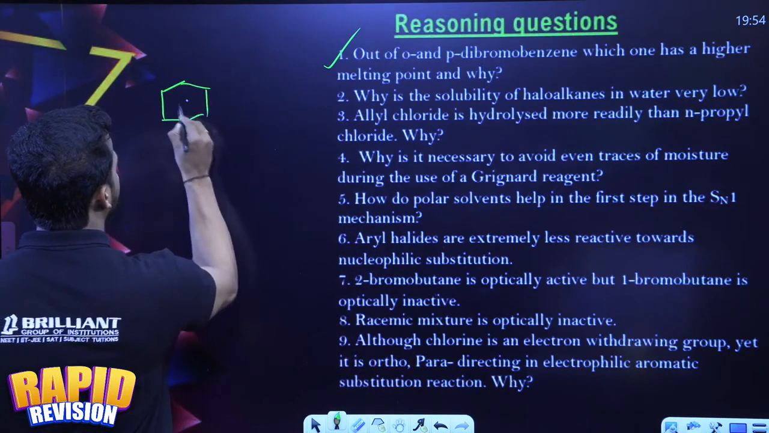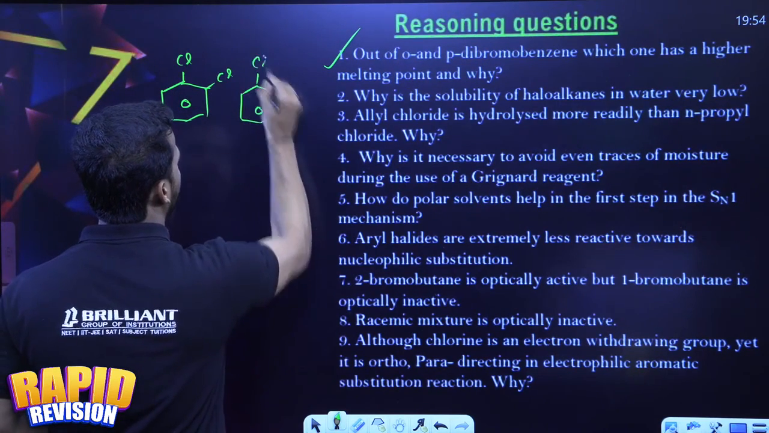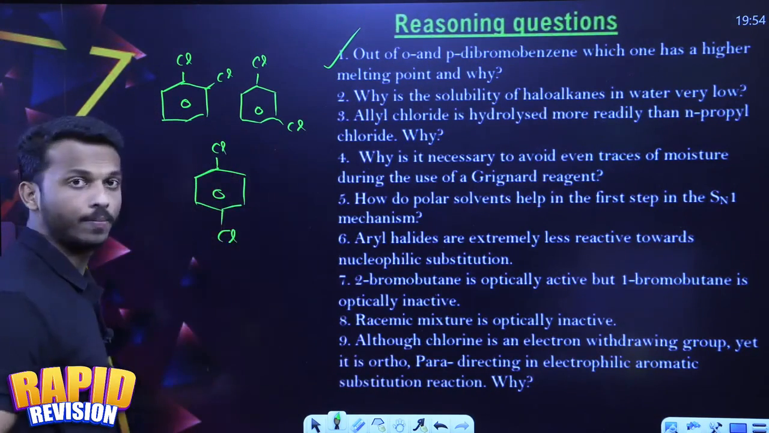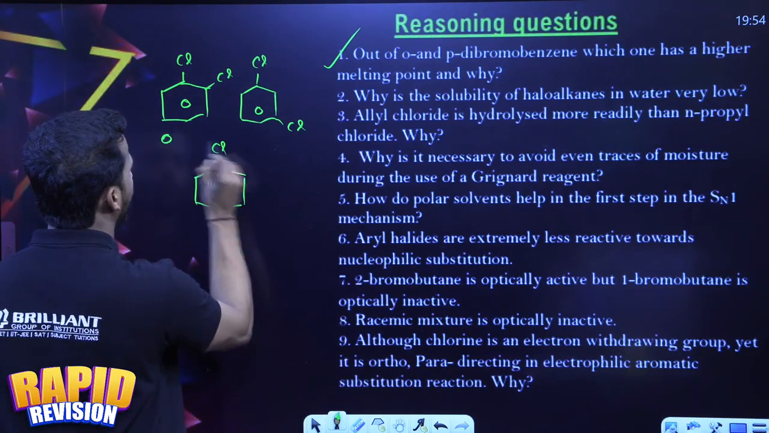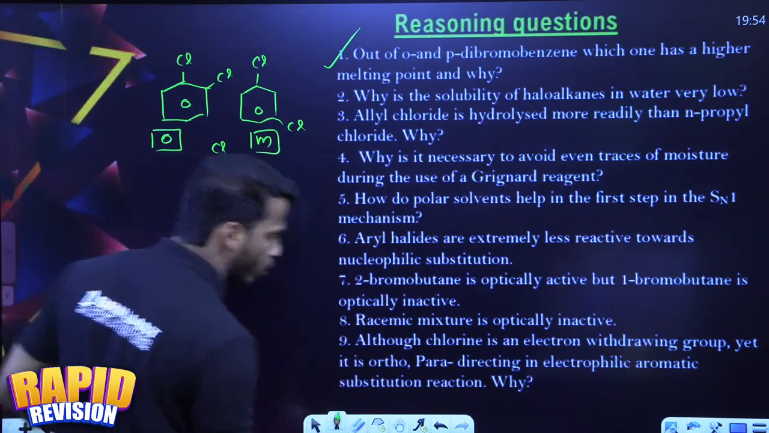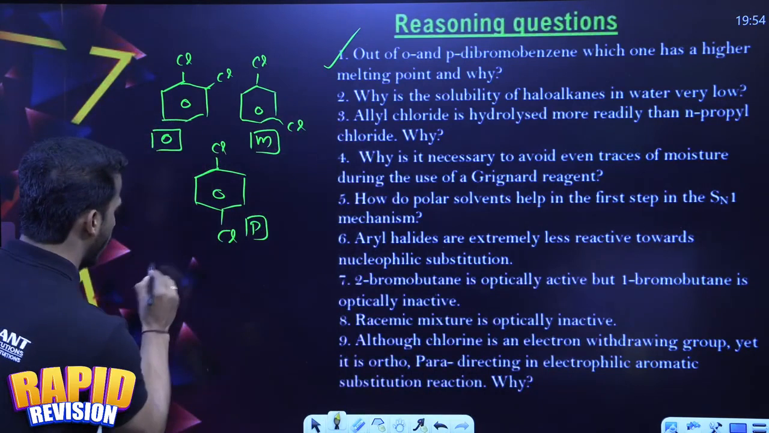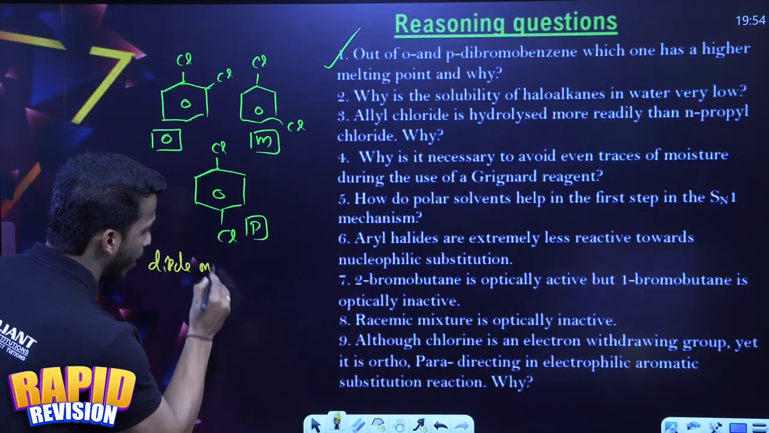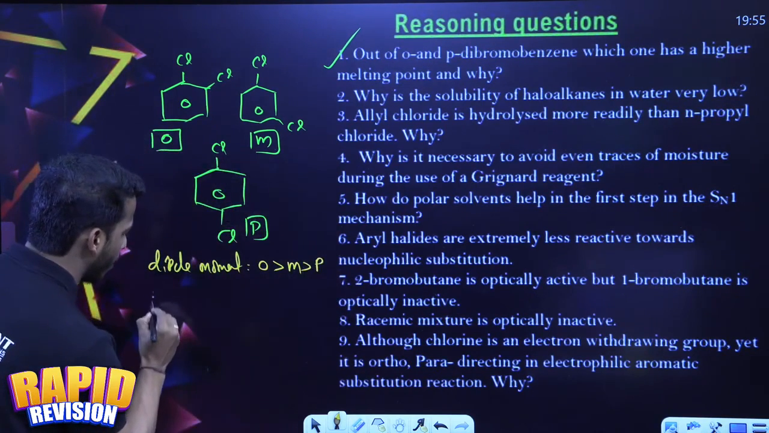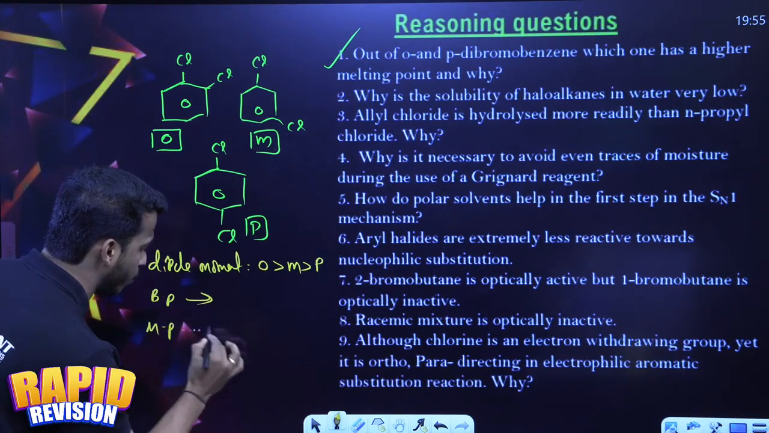You know that? This is ortho dichlorobenzene, this is meta dichlorobenzene, and this is para dichlorobenzene. Among ortho, meta and para, they can ask you three orders we already discussed in the MCQ session. One is their dipole moment. The dipole moment order will be ortho, meta, para. And what is the boiling point order, dear all? Boiling point order and melting point order are also important.